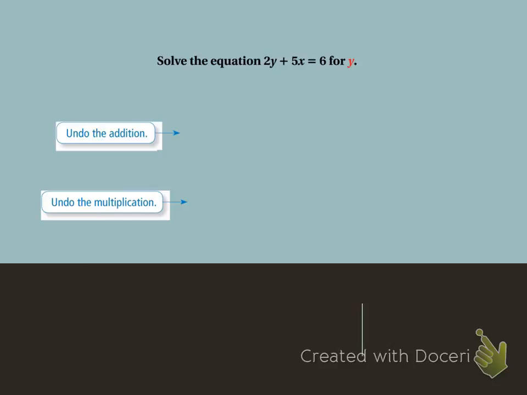Just like you would move over numbers, you're going to move over the letters to get whatever letter it's asking for by itself. So the first thing you need to do is undo the addition. So we're going to subtract 5x from both sides. So those are going to cancel out and I get 2y on this side. Now we can't combine these because the 6 doesn't have an x. So you're going to leave it like that and have 2y equal to 6 minus 5x.